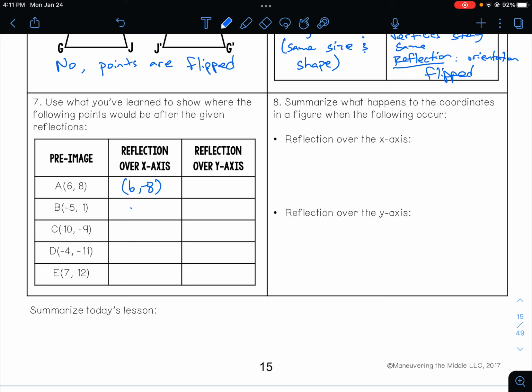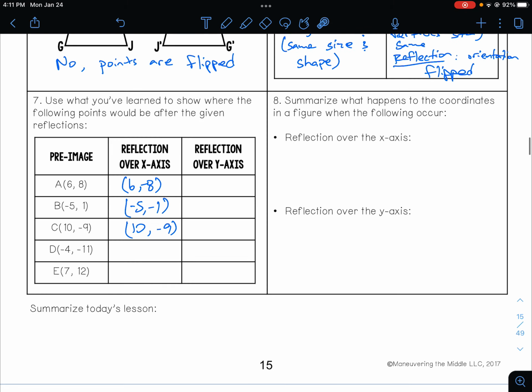Negative 5, 1 turns into negative 5, negative 1, because x stays the same, y changes. Let's rewrite 10, negative 9. X stays the same, y flips the sign, so it turns to 10, positive 9. Negative 4, negative 11. X stays the same, y changes, flips the sign. And then 7 and 12. X stays the same, y changes sign, so that turns it to negative 12.